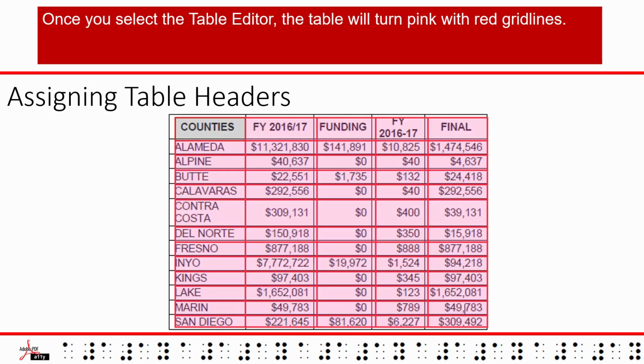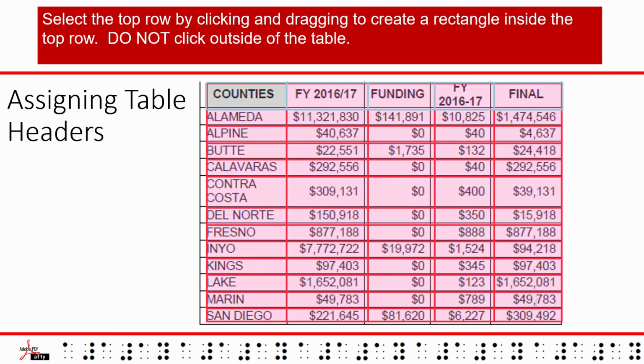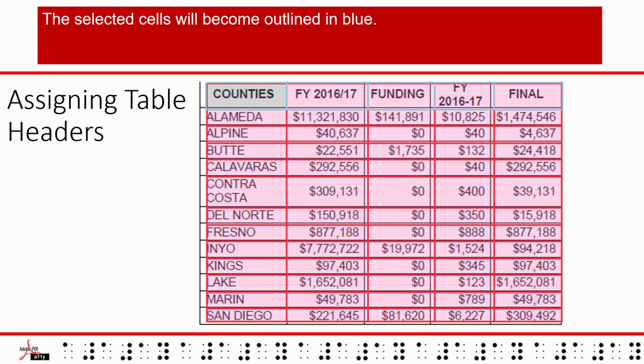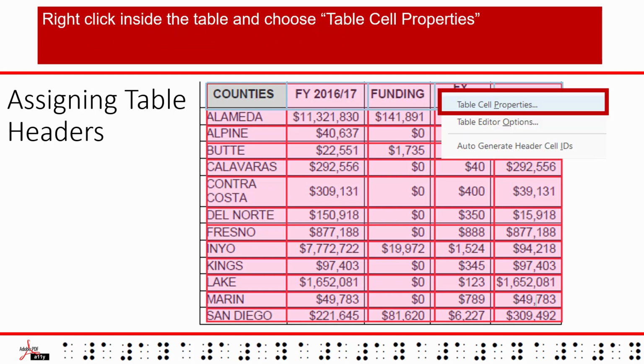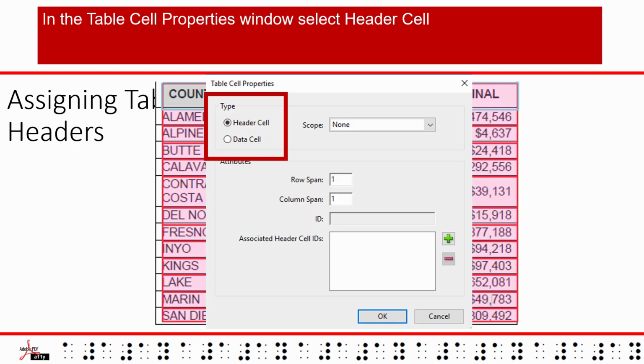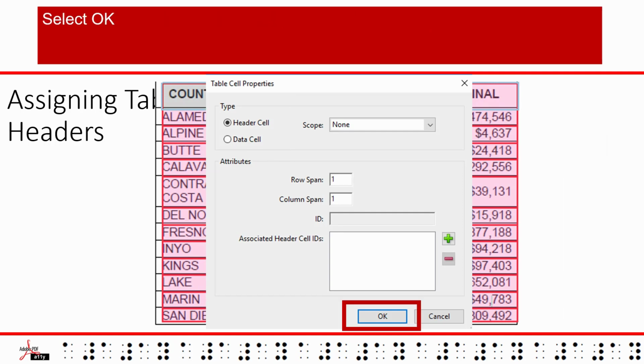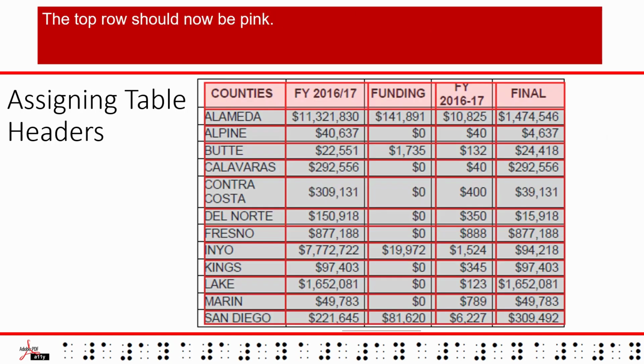Once you select the Table Editor, the table will turn pink with red grid lines. Select the top row by clicking and dragging to create a rectangle inside the top row. Do not click outside of the table. The selected cells will become outlined in blue. Right-click inside the table and choose Table Cell Properties. In the Table Cell Properties window, select Header Cell. Select OK. The top row should now be pink.